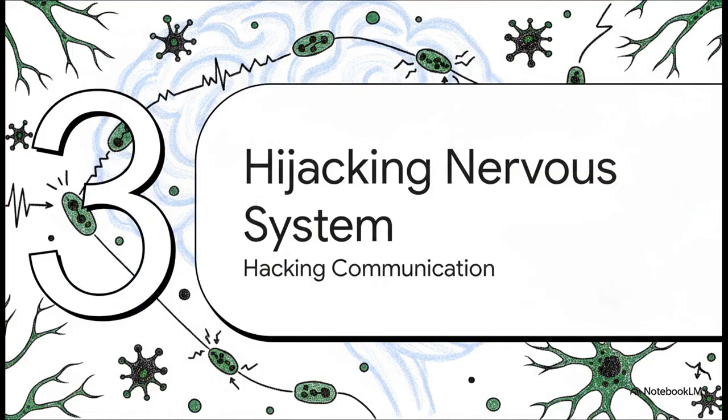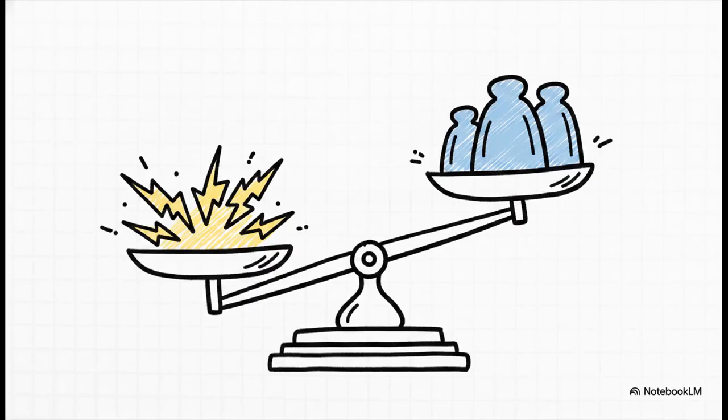All right, moving into Act 3: hijacking the nervous system, hacking communication. I want you to visualize the human nervous system as a highly delicate physical scale. On one side, you've got your excitatory impulses, and on the other side, your inhibitory impulses. Up in the central nervous system, excitatory neurons want to fire constantly, but inhibitory neurons are always there keeping them in check. Whenever you need to take an action, that inhibitory tone just momentarily lifts.